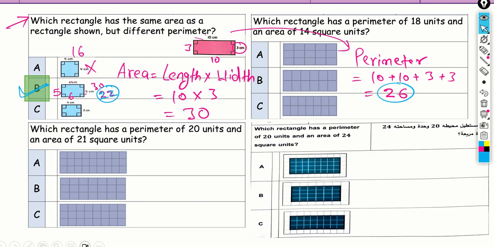Okay, now the remaining questions are also the same type. You need to know the area formula and the perimeter. Try them. I'm sure you will be able to solve them.